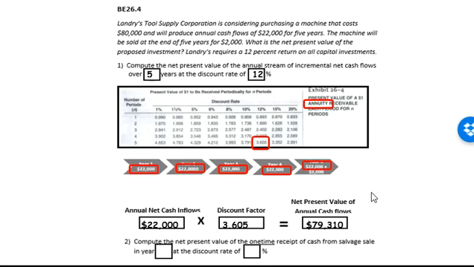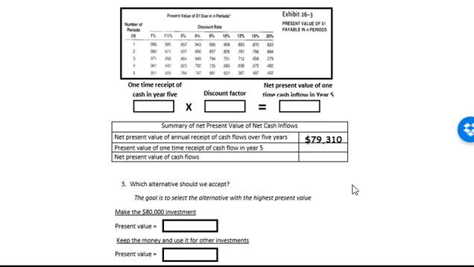We still have to value the one-time cash flow that will be coming at the end of year 5, and that's going to be the $2,000 cash flow. We sold the equipment or the machine at its salvage value of $2,000, so we have to value this. So in this case, we want to compute the net present value of a one-time receipt, not annual, but one-time receipt of cash from the salvage sale in year 5 at the discount rate of 12%. Now let's go on to the next slide and continue the problem.